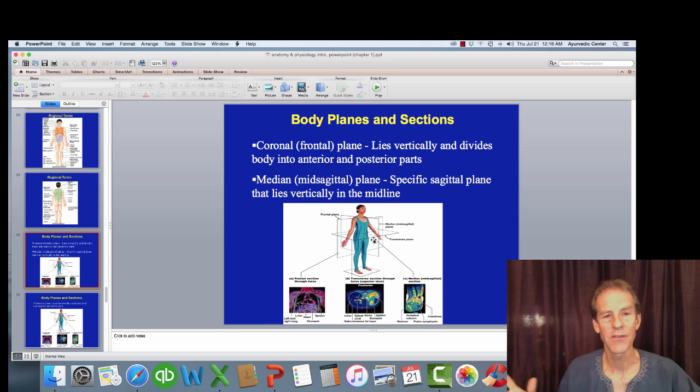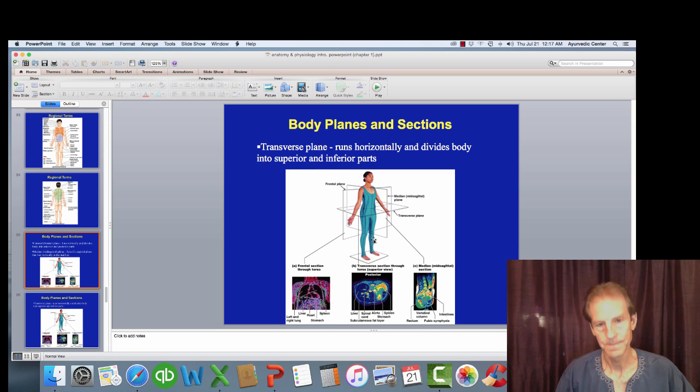There are planes of the body. The coronal plane or the frontal plane lies vertically and divides the body into anterior and posterior parts. The median or mid-sagittal plane indicates a line vertically through the midline and divides the body into the right and the left. The transverse plane at the waist runs horizontally, dividing the body into the superior and inferior body parts.